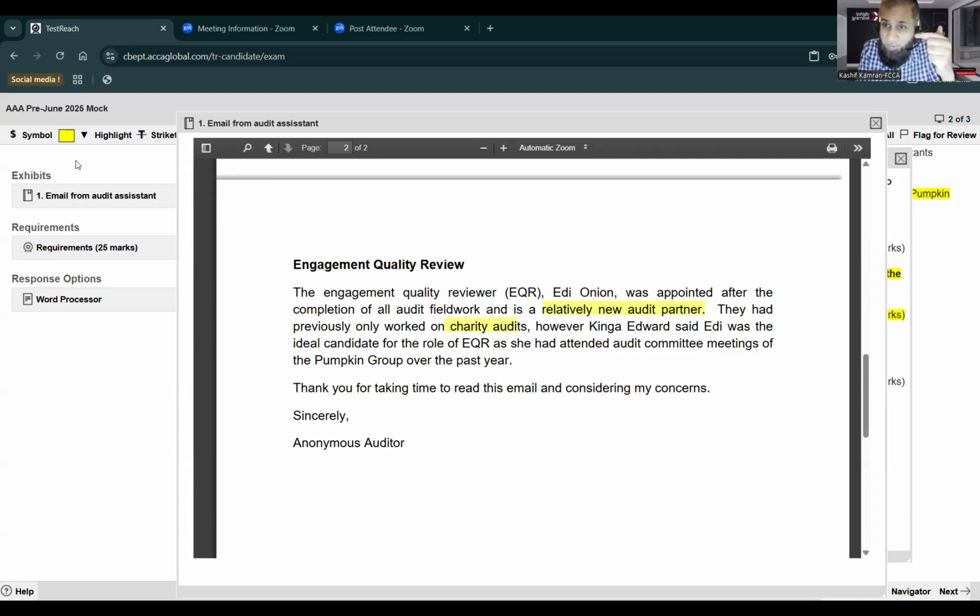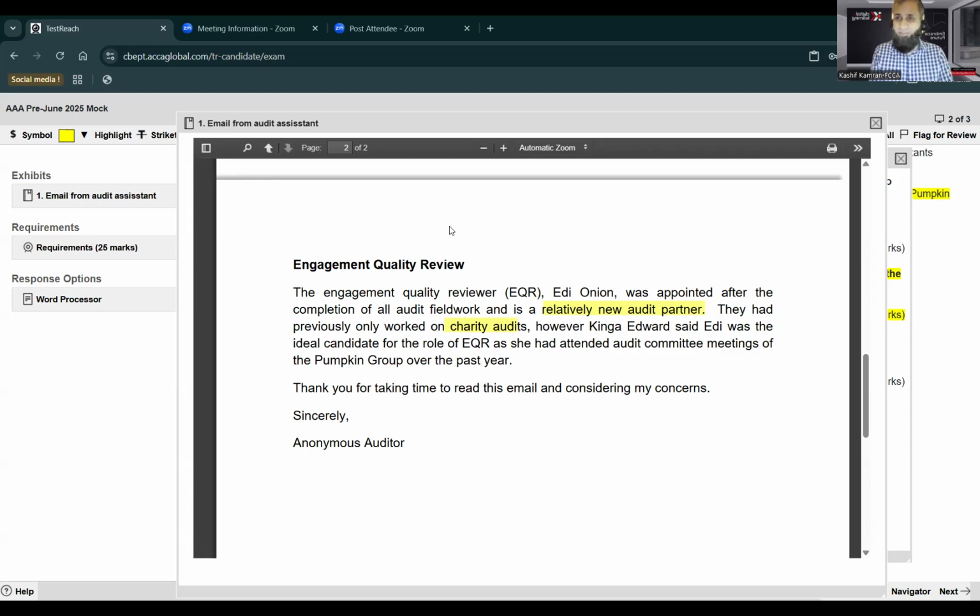Second, this person only has relevance to charities, never worked in complex environments, looking at complex groups, listed groups, or something like Pumpkin. So this person will face challenges and difficulties. So the definition Kinga is giving is very inappropriate. You know the article ISQM2, which tells you the properties and qualities of an engagement quality control reviewer, that's not been met. And that ends the anonymous email.